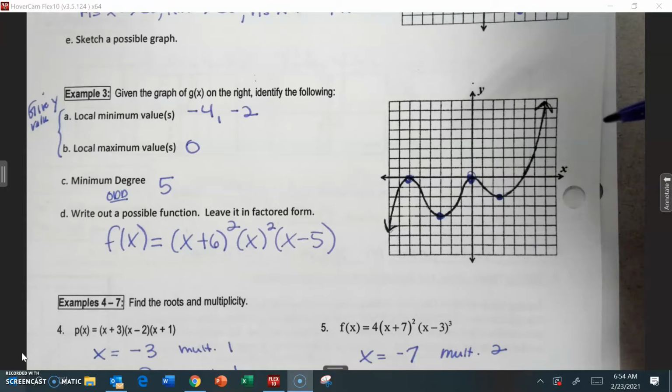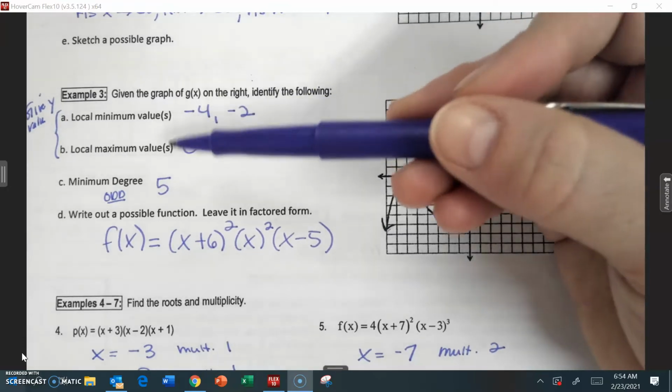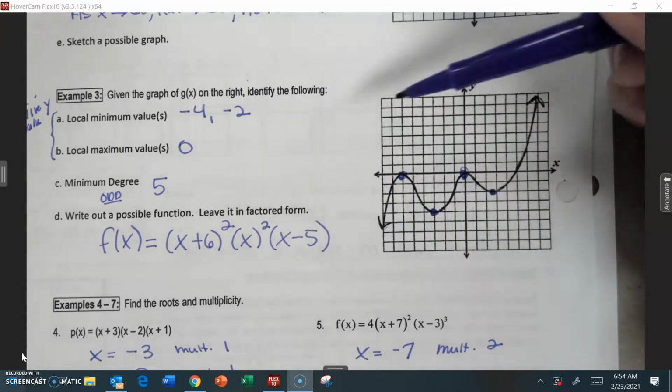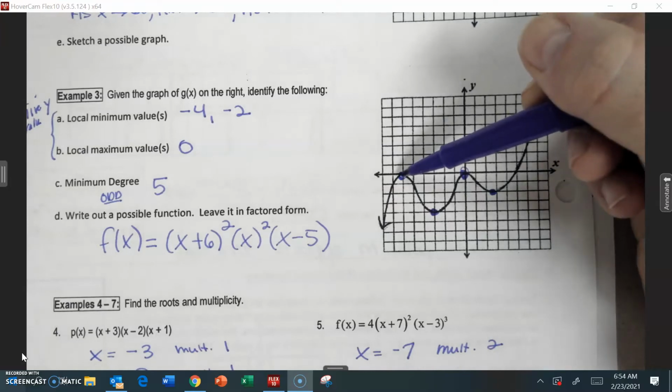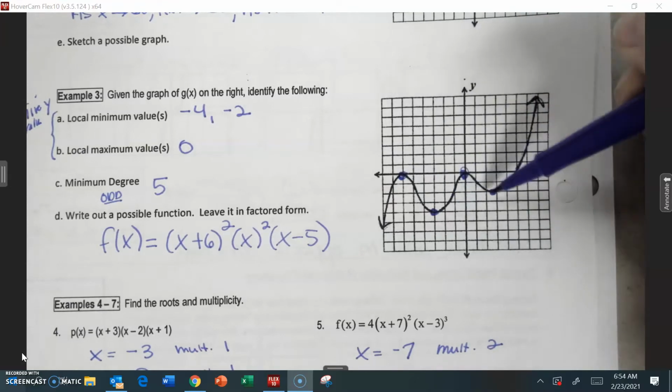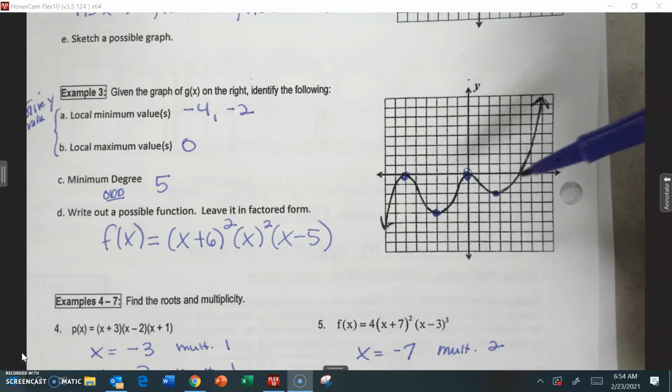Now, it says the minimum degree. Remember, you can find this minimum degree after looking at your turning points. So since there are 4, then that means the degree could be at most 1 more than that.